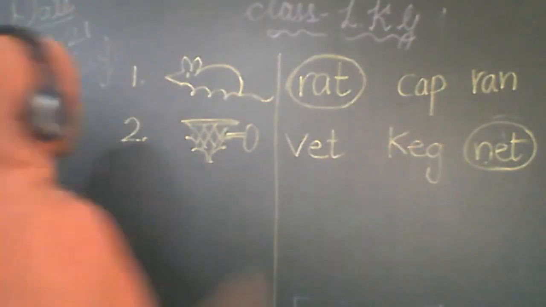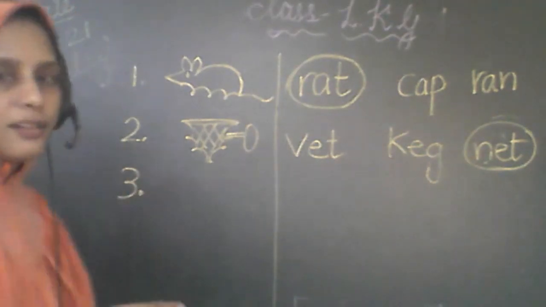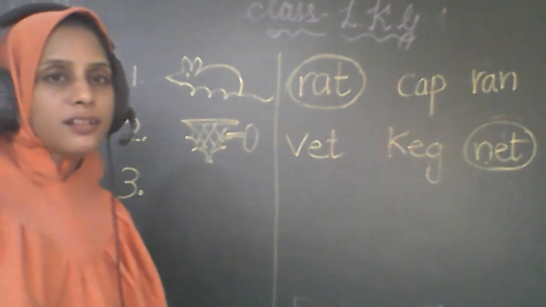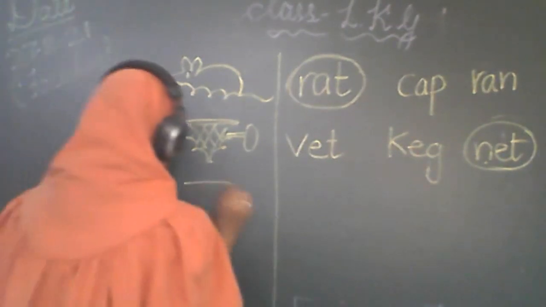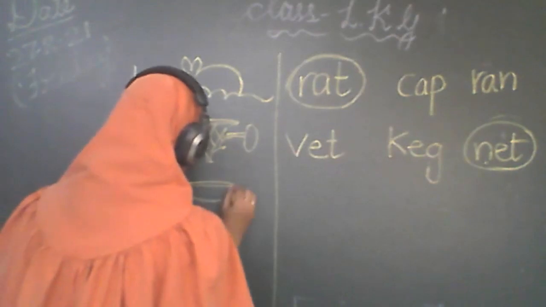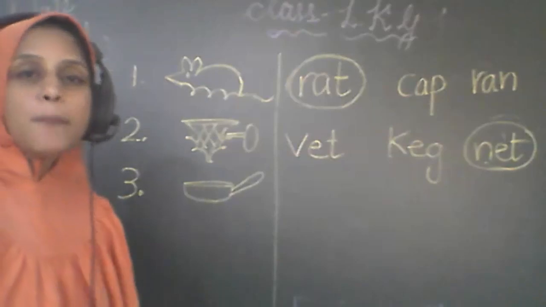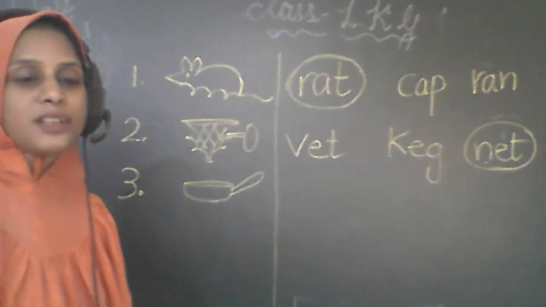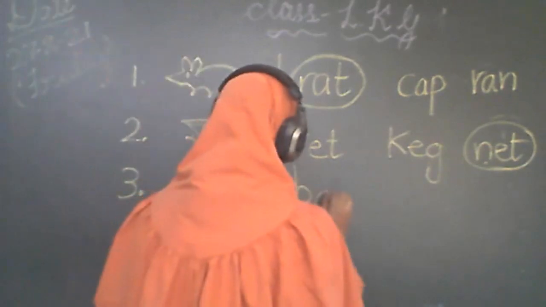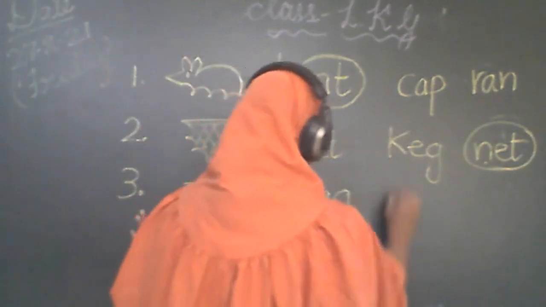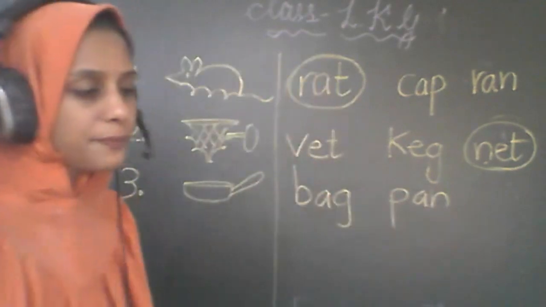Okay. Now, number 3 is, what is this? Pan. Okay, this is pan. So again, there are 3 words and we have to find out the correct word for pan and we have to encircle it.